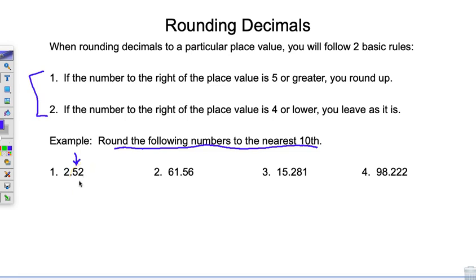to round. So in this example, this 2, that is a number that's either 4 or lower. It happens to be a 2, so we want to leave this 5 just like it is. So rounding 2.52 to the nearest tenth place value would give us 2.5, and we're done. Now if this number had been a 5 or greater, we would have taken that 5 and rounded up to a 6. But since it's a 2, we get to leave it as 2.5. Let's take a look at the next number.